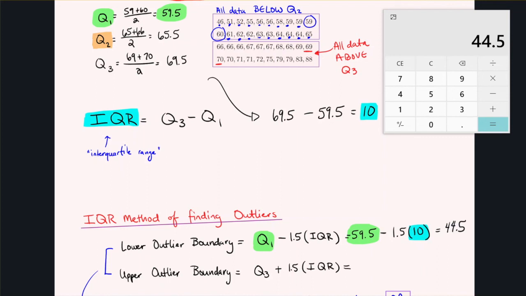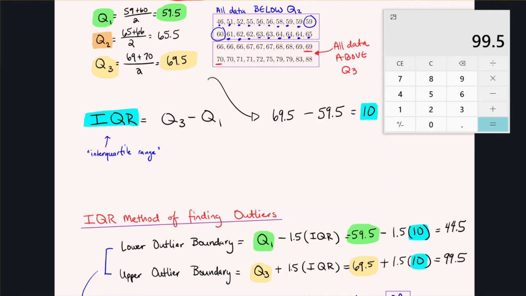Let's now calculate the upper outlier boundary. It says you take Q3 plus 1.5 times the IQR. So we have 69.5 plus 1.5 times 10. We'll type that into our calculator. And we find that the upper outlier boundary is 99.5. So what this means is any values that are below 44.5 or above 99.5 are outliers for the data set.